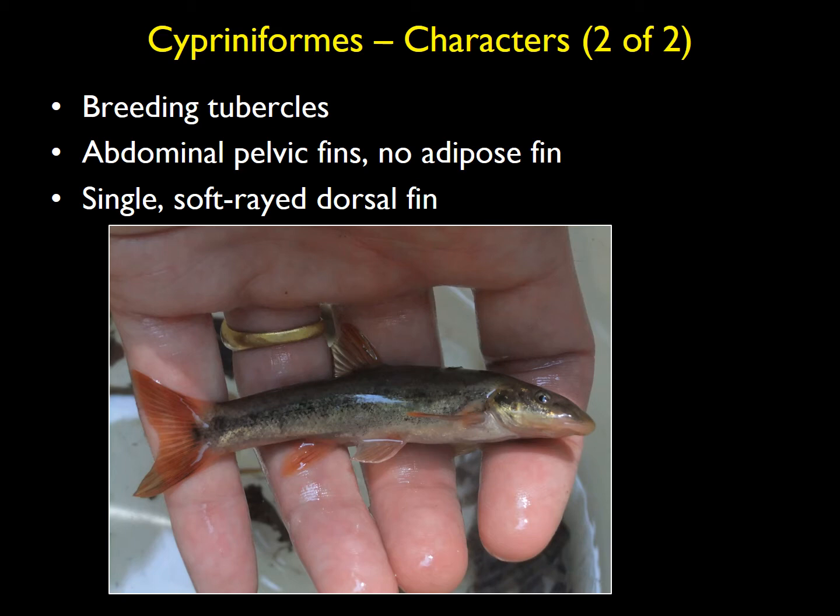They don't have an adipose fin, but they have a single soft-rayed dorsal fin. So again, looking at the dorsal fin is really the best way to get at order here. So Cypriniformes is a single soft-rayed dorsal fin.